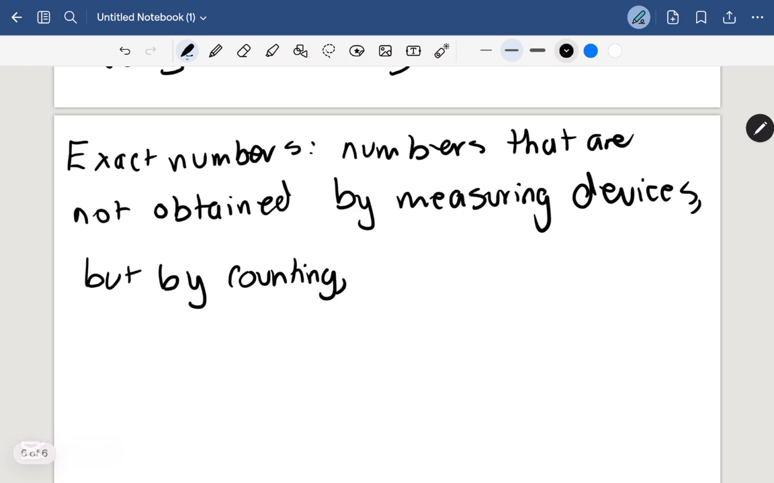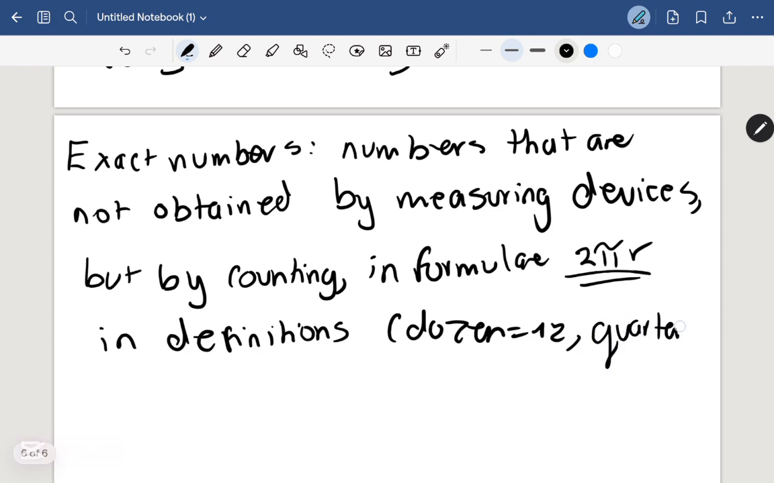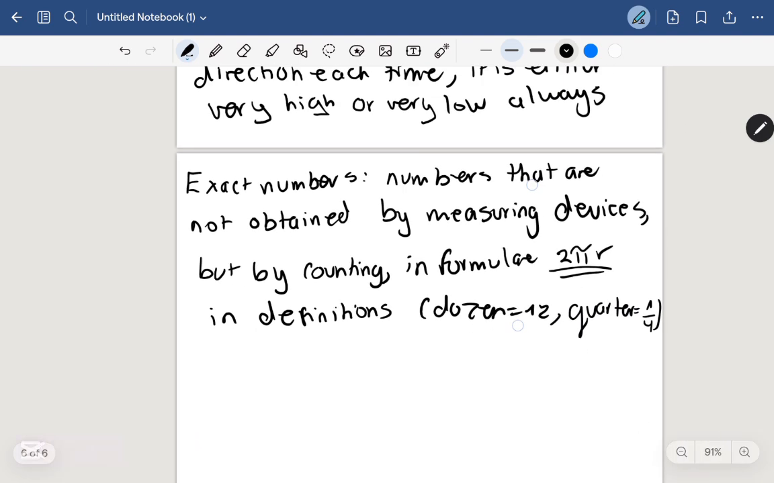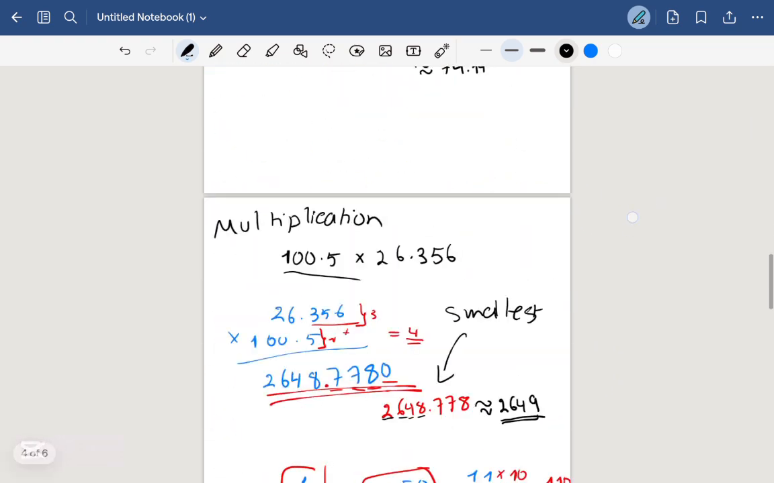In formulae, for example, just take the example of the circumference of a circle, which is 2 pi r. You know that this is always the circumference of a circle, so it's always exact. And then in definitions, for example, a dozen means 12, or you have a quarter of something. Quarter means 1/4, etc. Just these defined values. So this is kind of the summary for chapter 1 AP Chemistry.